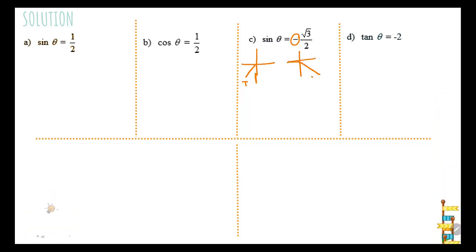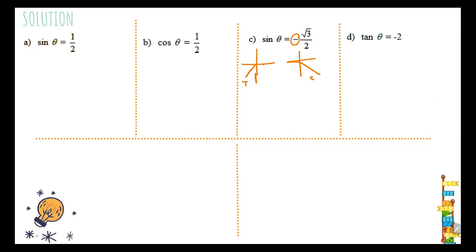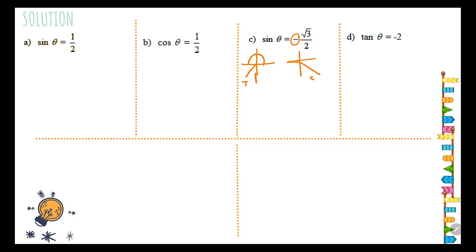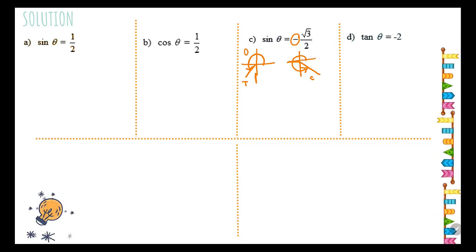Tangent and cos fall on the other quadrants. That's number 1. Number 2, we need to know where our angle is. So we're going to start from the positive x-axis and draw the angle until the terminal line, for both quadrants. Once we have drawn this, this is the theta.